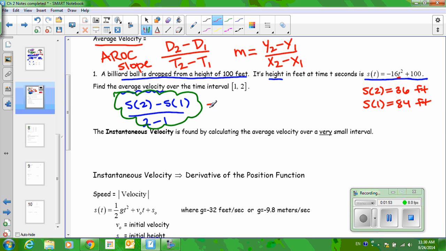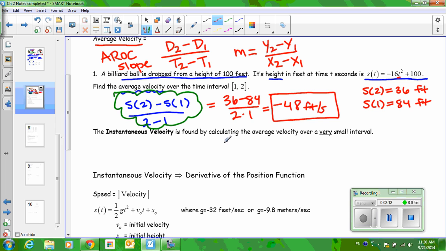Now we're going to actually solve this difference quotient, and that's going to be 36 minus 84 over 2 minus 1. That turns out to be negative 48, and since this is velocity, we're going to put in our units, feet per second. Don't automatically put meters per second. You have to look at what units you're in.